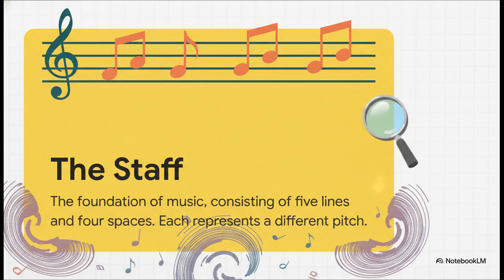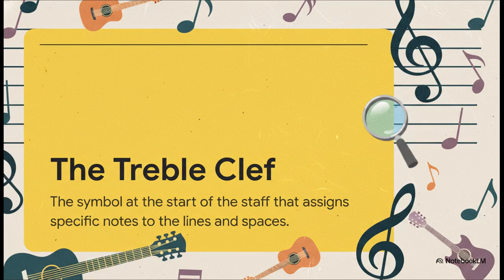Easy, right? But you might be asking, how do we know which notes those lines and spaces are? Well, that's what this funky-looking symbol is for. This is the treble clef. Think of it like the key or the legend on a map. It sets the rules and tells us that this specific line is a G, which means we can figure out all the others. And for guitar, this is the clef you're going to see pretty much all the time.